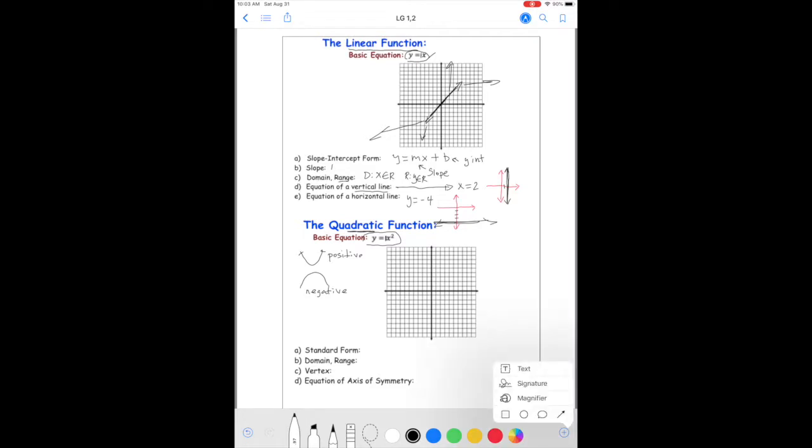So I know it's opening up. And because there's nothing going on, the vertex is 0, 0. So we go 0, 0, over 1, up 1, over 2, up 4, and there's my parabolic shape.